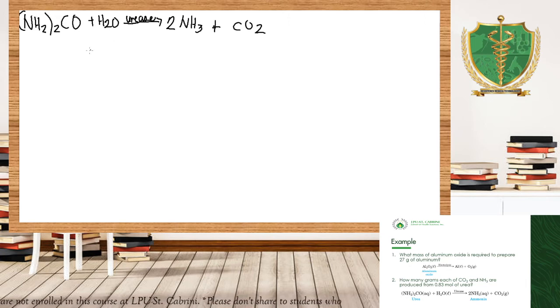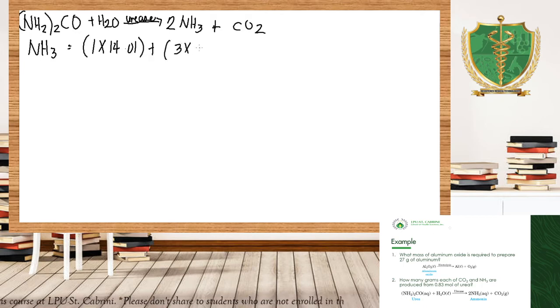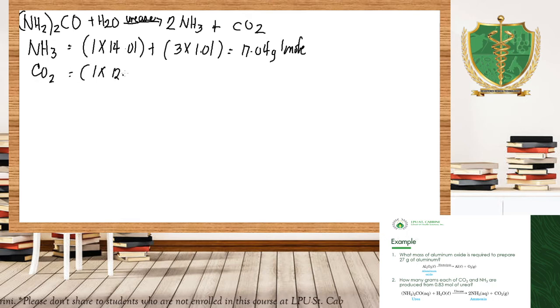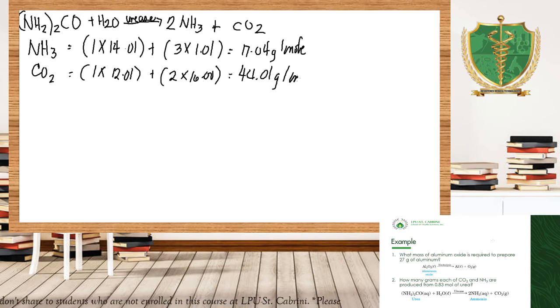So let's first compute the molar mass of ammonia, NH3. 1 times 14.01 plus 3 times 1.01 is equal to 17.04 grams per mole. How about for carbon dioxide? 1 times 12.01 plus 2 times 16.00 is equal to 44.01 grams per mole.